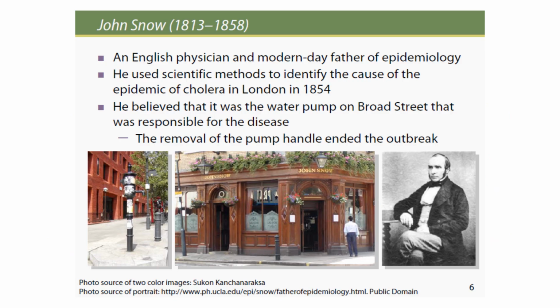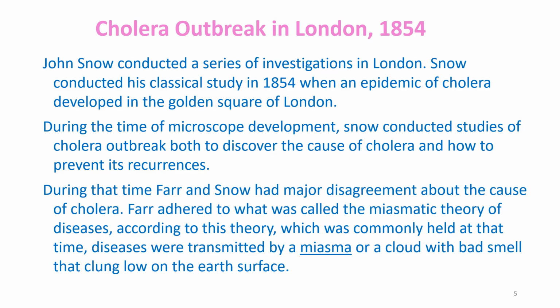Now let's see the story of John Snow. John Snow was an English physician and modern-day father of epidemiology. He used scientific methods to identify the cause of the epidemic of cholera that happened in London in the year 1854.